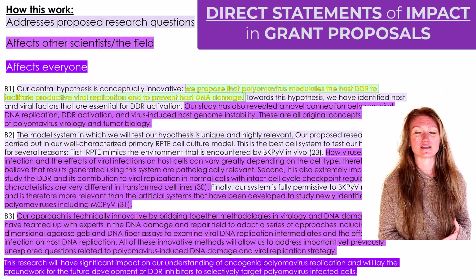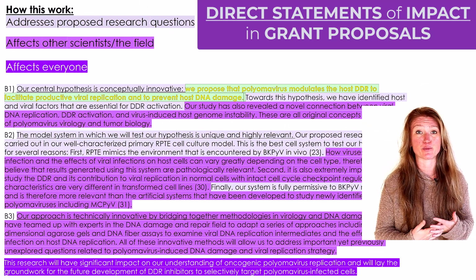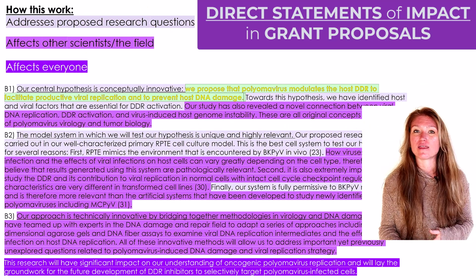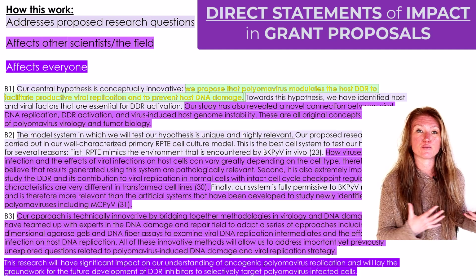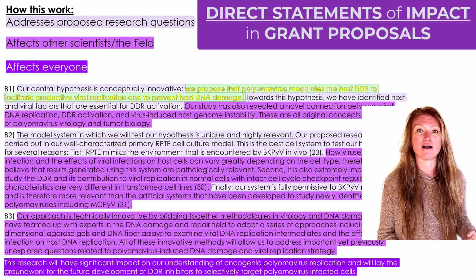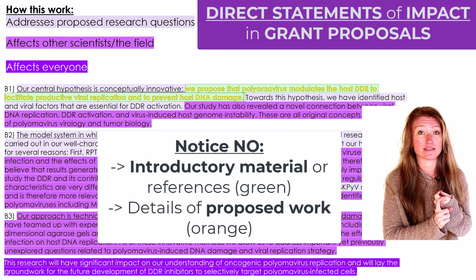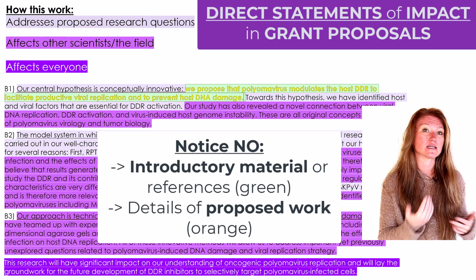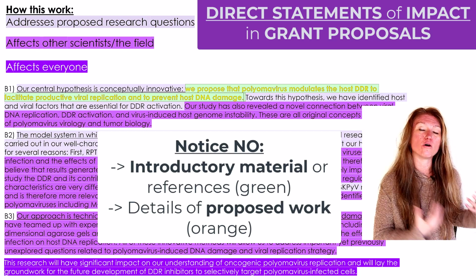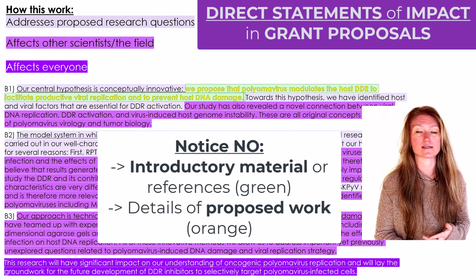So notice here quickly, I'm going to show you again, a colored section of a grant proposal. Notice here also that everything that is colored in this grant proposal is of a purple color, meaning it is of that impact color, that importance color. It is not green, indicating introductory material, and it is not orange or brown, indicating results. Almost all of this text here is direct statements of impact and importance.